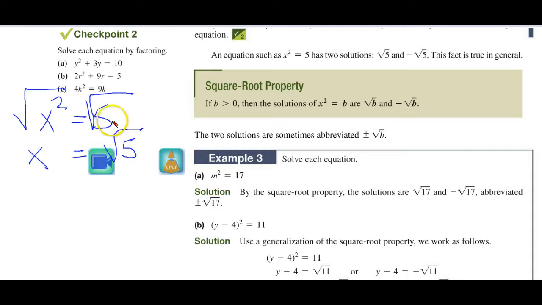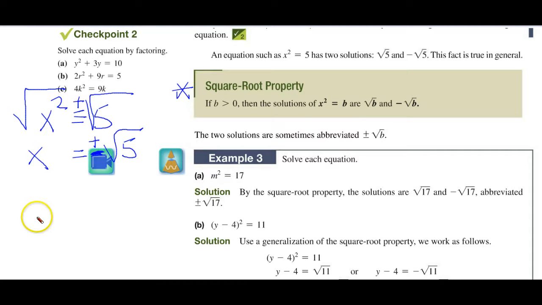Now, interestingly, here we're only getting one solution, and we should get 2. The recipe for getting the 2 is that when we take the square root of something, we have to include that it could be a positive, or it could have been that negative solution. So our answer here is going to be plus or minus the square root of 5. And that's what they're showing you here. That's the square root property.